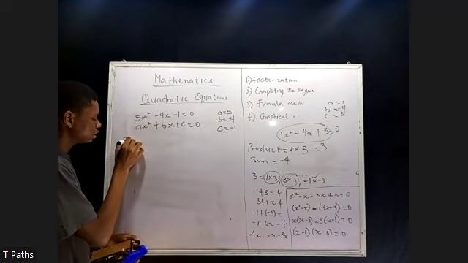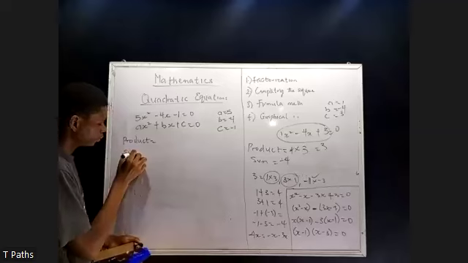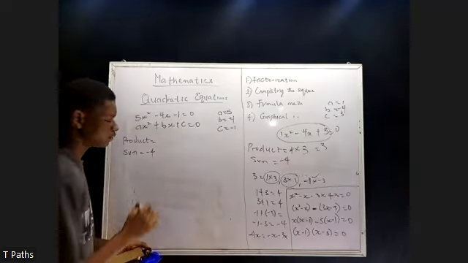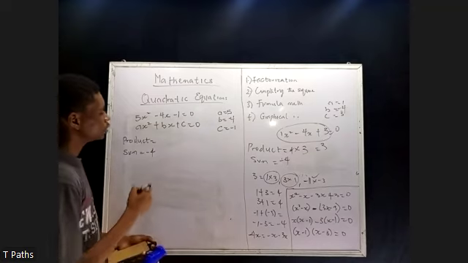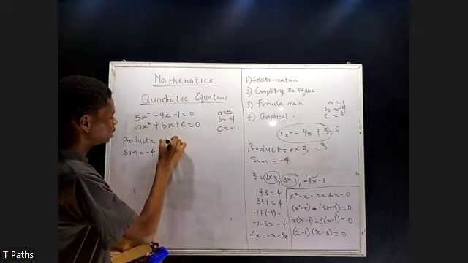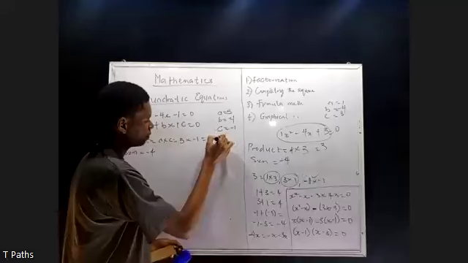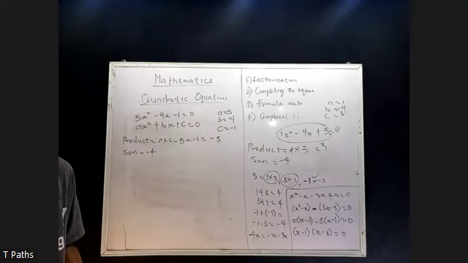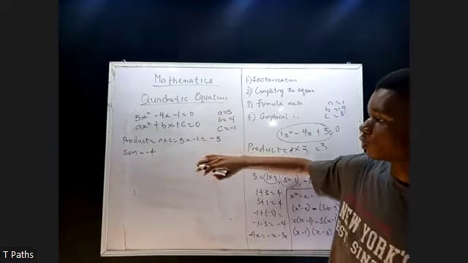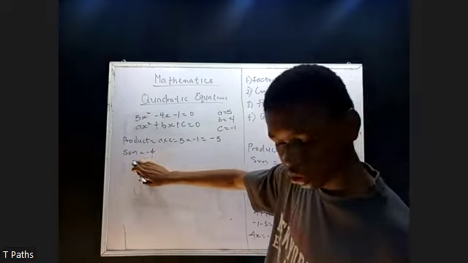So what I have to do now is products and sum. So my sum is simply the value of b. So my sum is going to be -4. Why my product is going to be a times c, which my a is 5 and my c is -1. So I have my product as -5. So what I want to do here is I'm going to find the factors of -5 such that when I sum them up, I'm going to have -4.